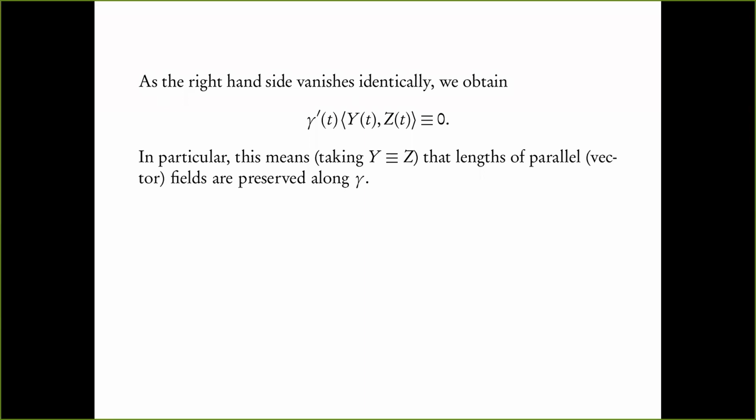Okay. So is this clear? This metric compatibility in this specific setting gives me that. It says that if I take two vectors and parallel transport them along a curve, the lengths and the angles between the vectors are preserved. That's another way of saying it. Okay.